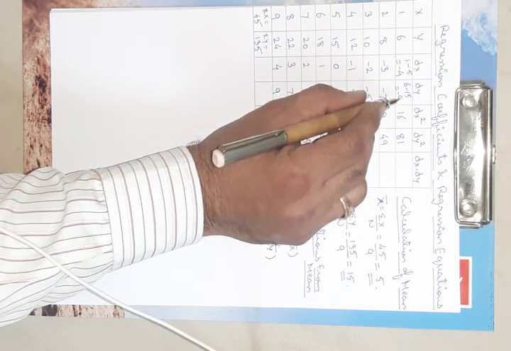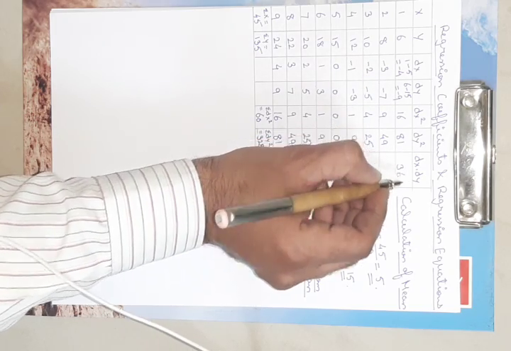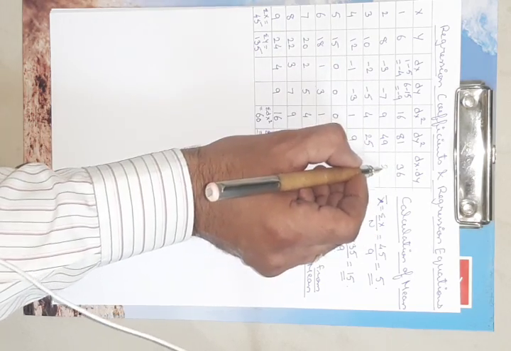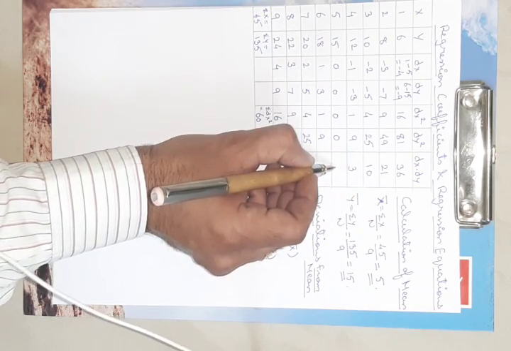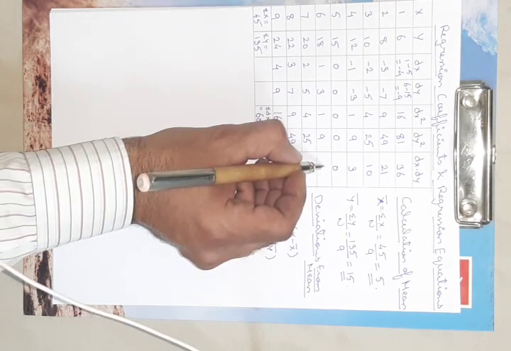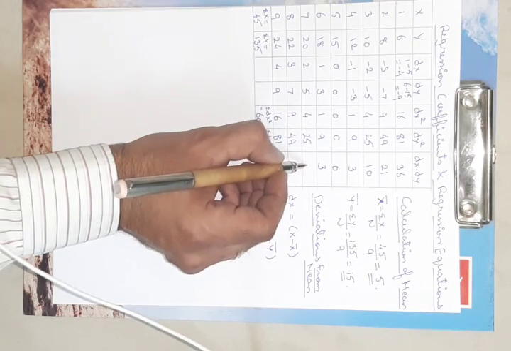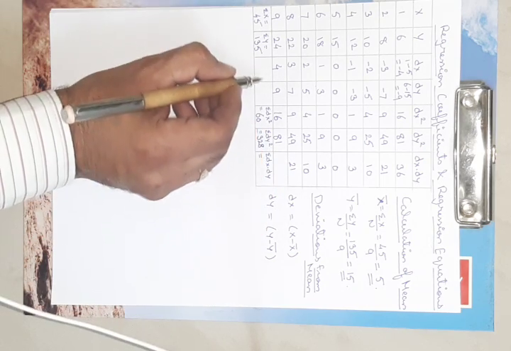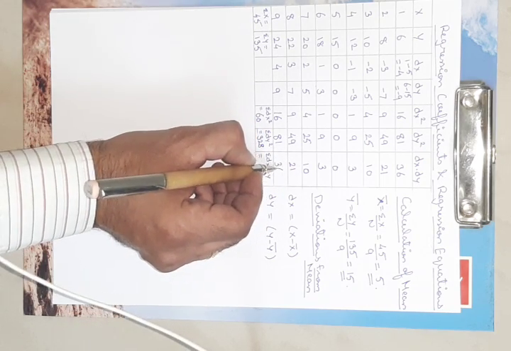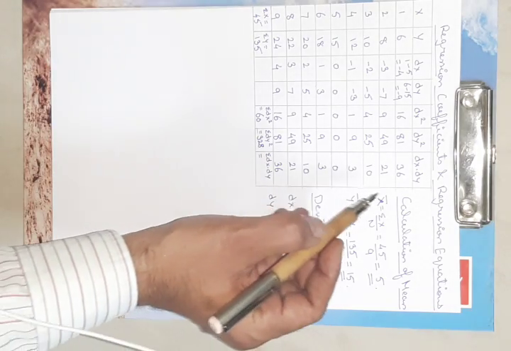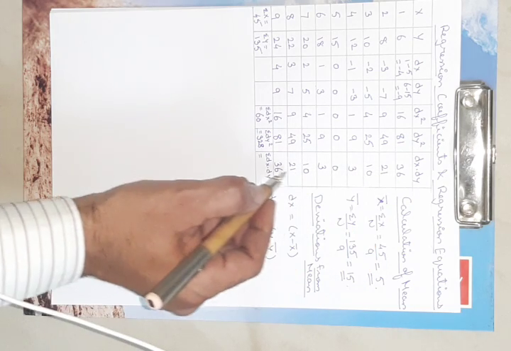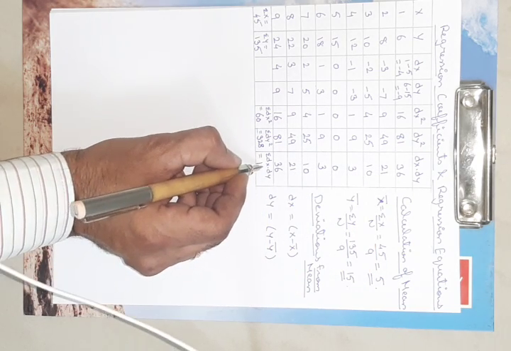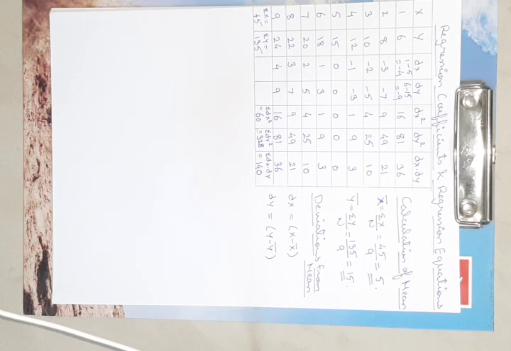So minus 4 multiplied by minus 9 is 36. Minus 3 multiplied by minus 7 is 21. Next 10. Next 3. This is 0. Again this is 3. This is 5 multiplied by 2, 10. 7 multiplied by 3 is 21. And 9 multiplied by 4 is 36. Again we need to calculate the summation of dx dy. The total of this particular column comes out to be 140.